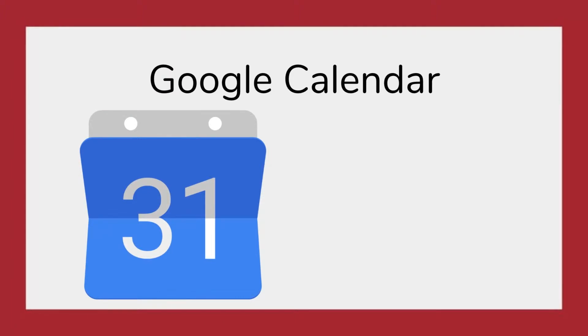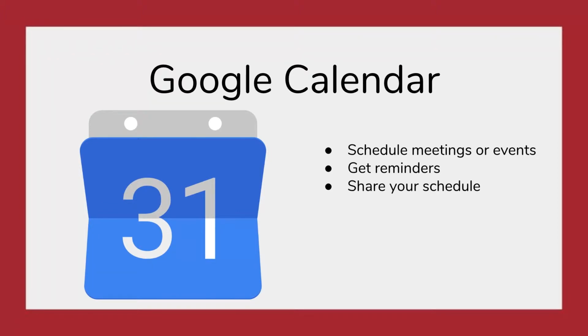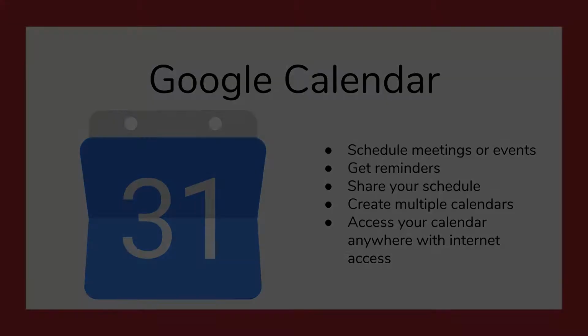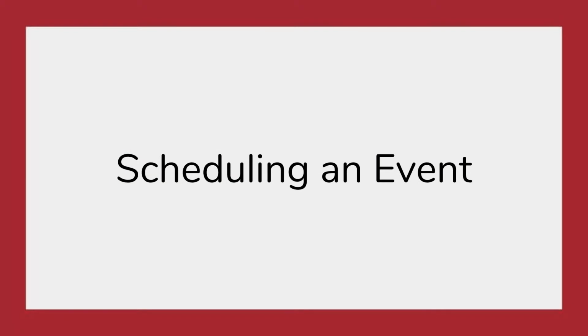You can easily schedule a meeting or event and get reminders about things that need to be done. In addition, Google Calendar is designed for teams, allowing you to easily share your schedule and create multiple calendars from which your group can work. Finally, your Google Calendars are internet-based, so they are available wherever you are with any device that has an internet connection. Let's get started with scheduling an event on your calendar.